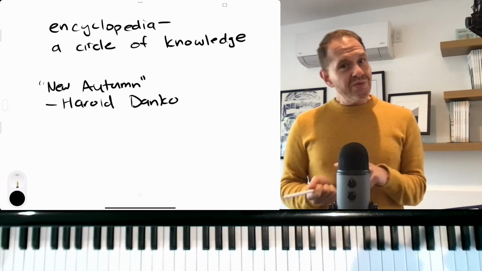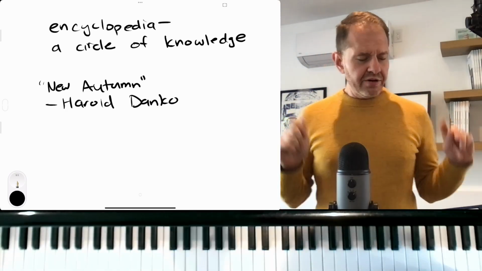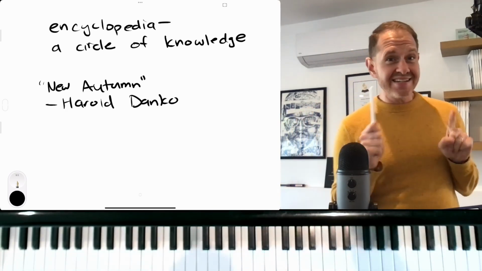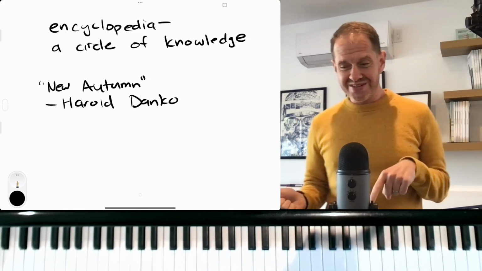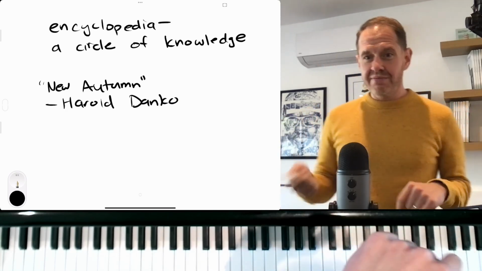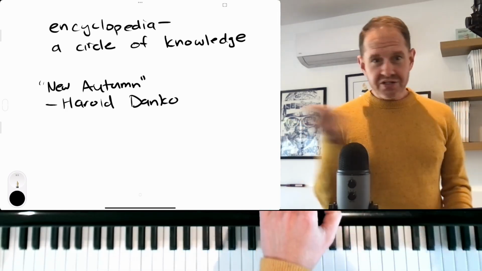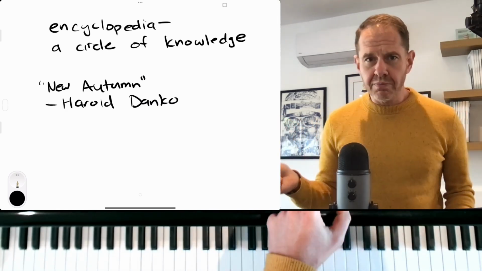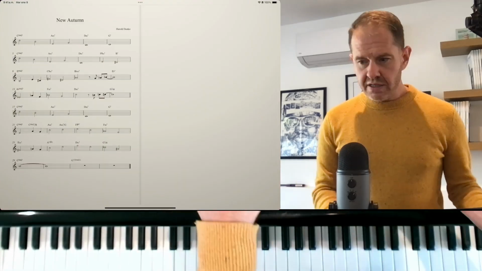So what I want to do is show you this tune, and then describe in which ways I think it's an encyclopedia and how that can help you learn this tune or another jazz tune. And then I want to play at the end and show you how I would play on this tune, New Autumn. Check out Harold's original recording. There's an album called New Autumn. It's very lovely. So here is my lead sheet.